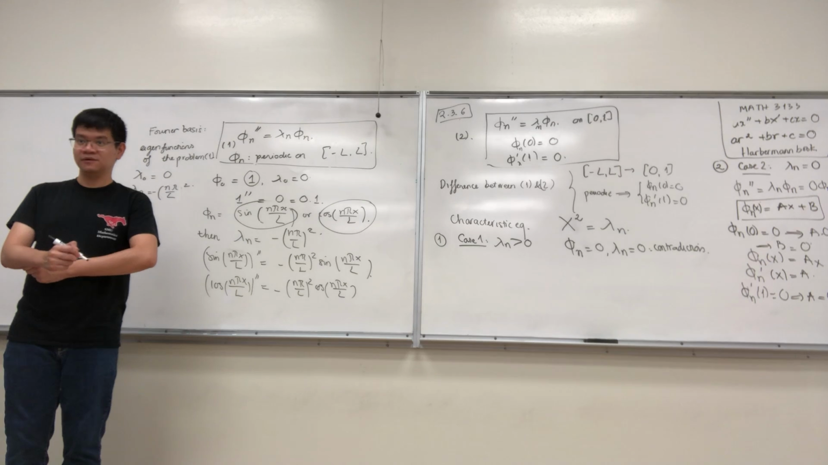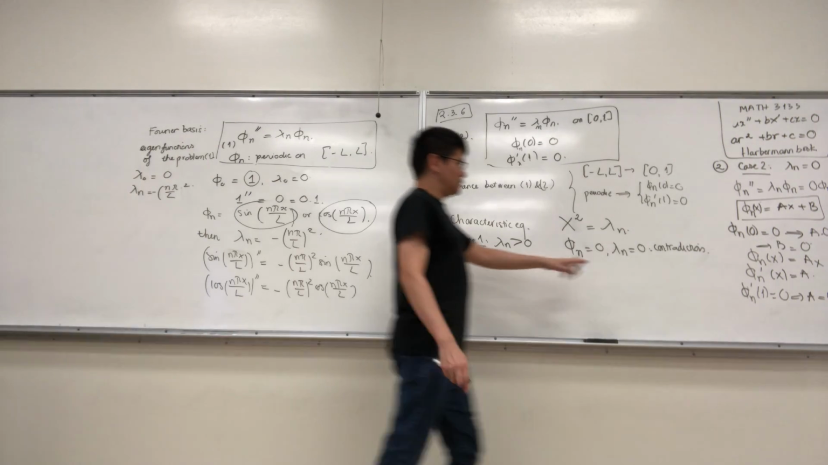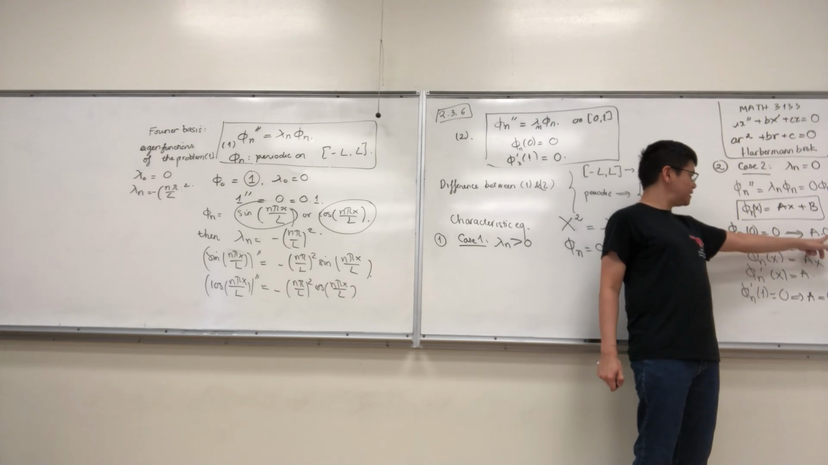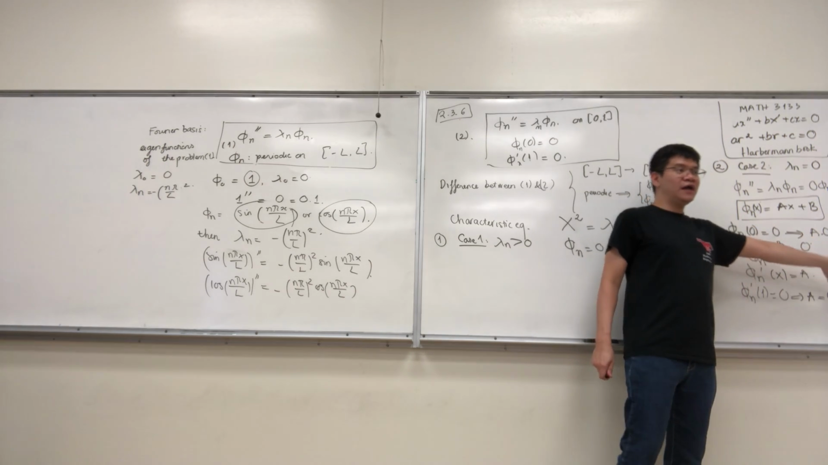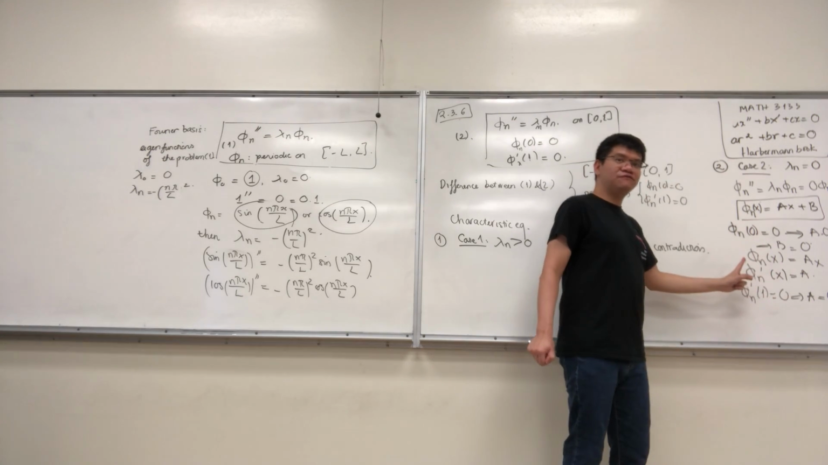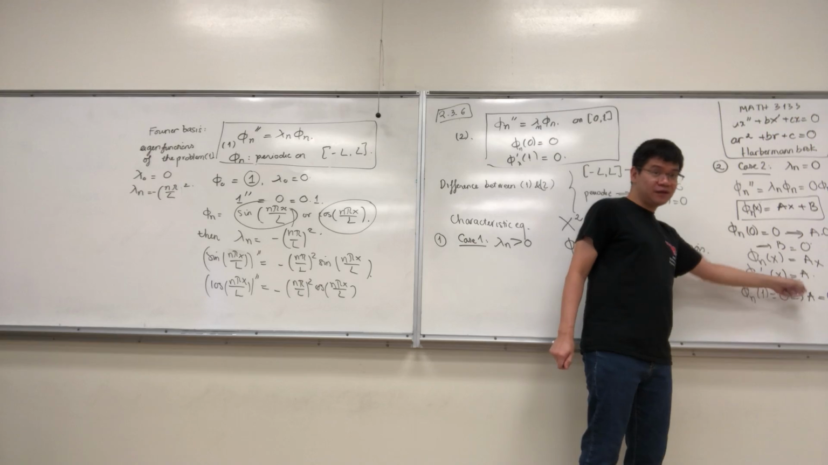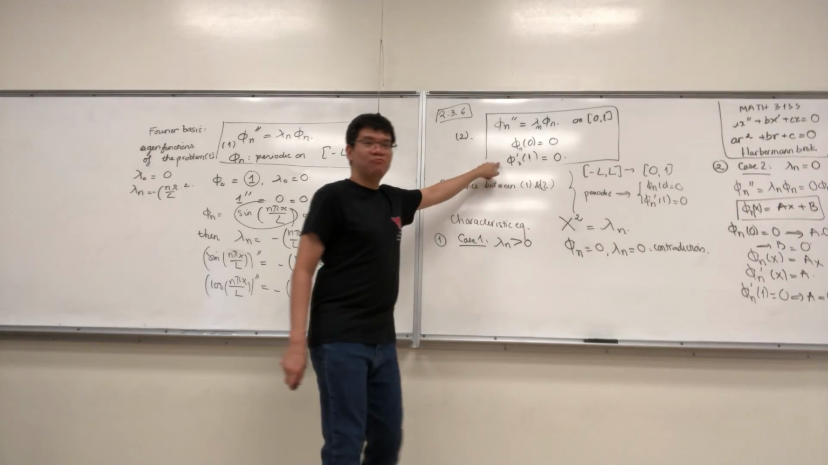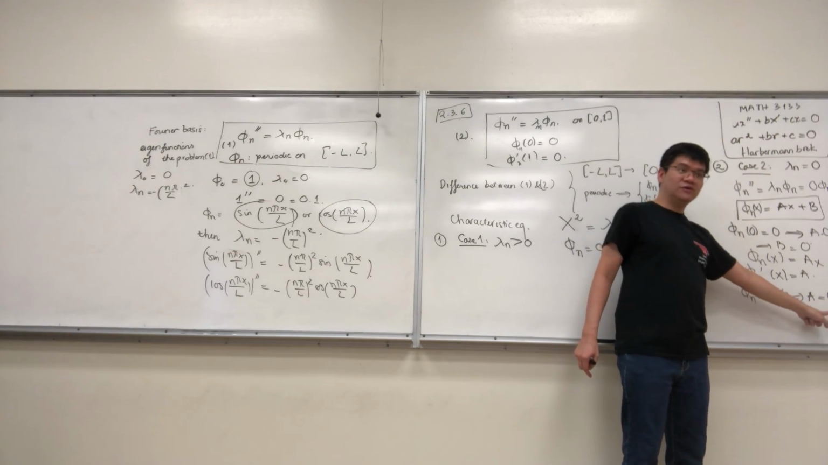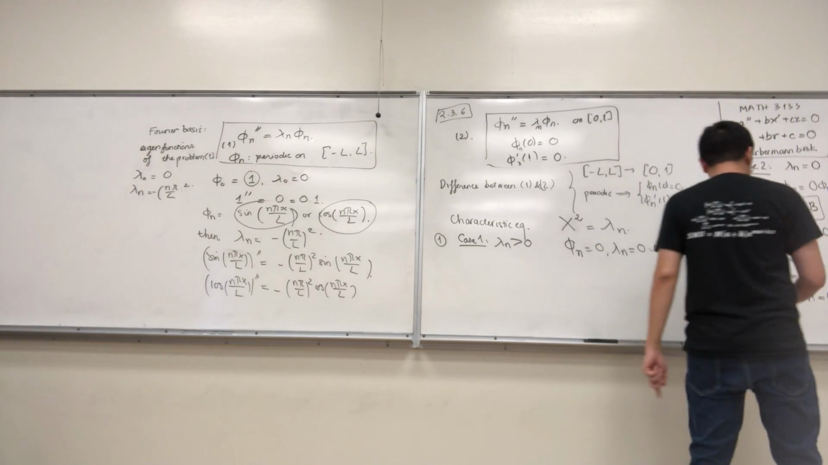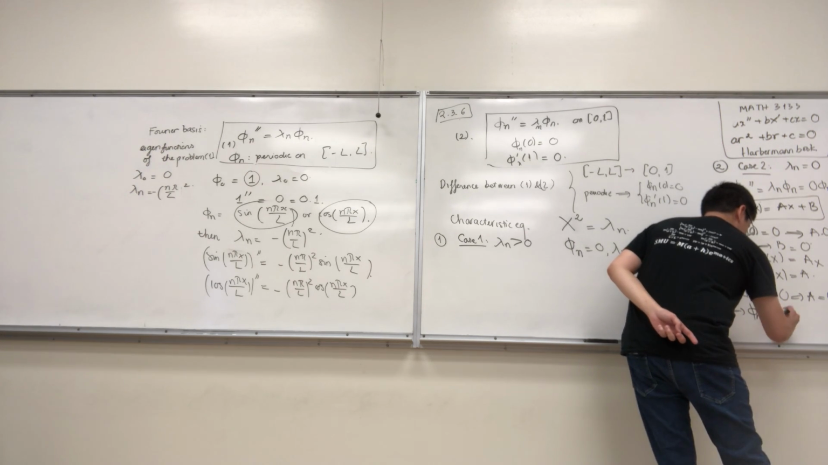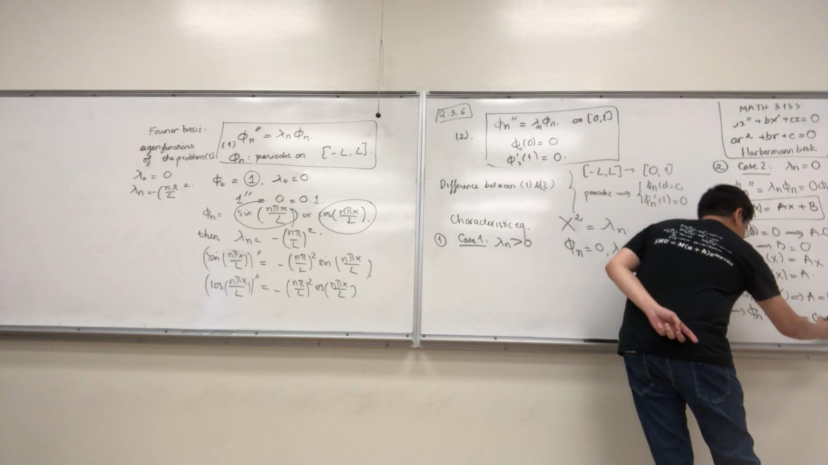Clear? So after checking that phi n of 0 is 0, meaning that a times 0 plus b is 0, I conclude that b is 0, so phi n is now ax, right? And phi n prime is now a. I'm going to check that phi n prime is 0, then a has to be 0. So in this case, we have phi n is 0, and lambda n is 0.